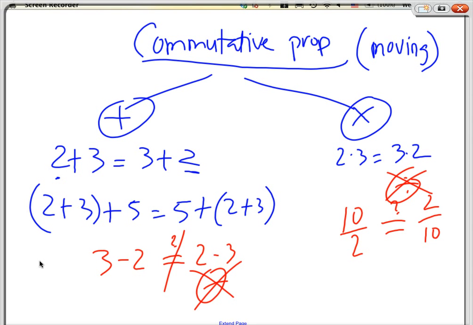Don't even think about having the commutative property of subtraction. We don't have that. There's no commutative property of division either. Okay, are we clear on the commutative property?